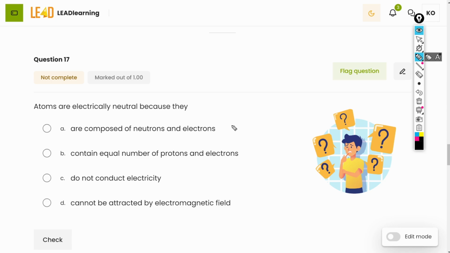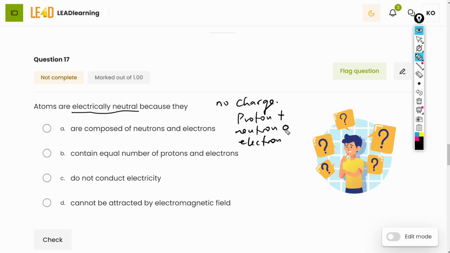Question 17. Atoms are electrically neutral because, now to be electrically neutral means to have no charge. Now, every atom has three subatomic particles: proton, neutron, and an electron. Now, the protons are positively charged, the neutrons are neutral or no charge, the electrons are negatively charged. Now, in every atom, the number of protons always equal the number of electrons.